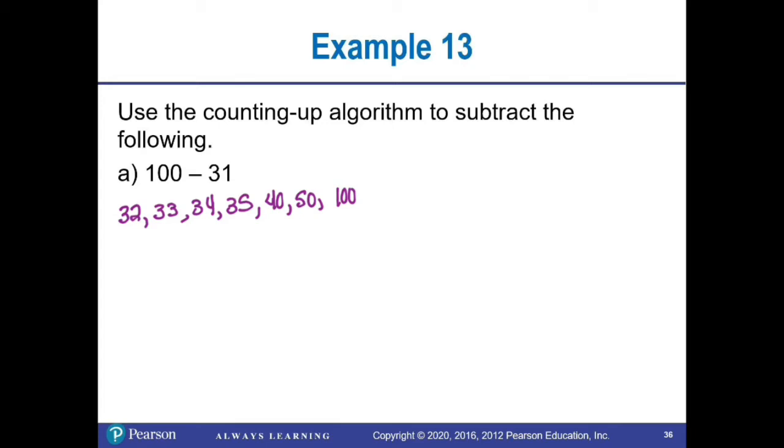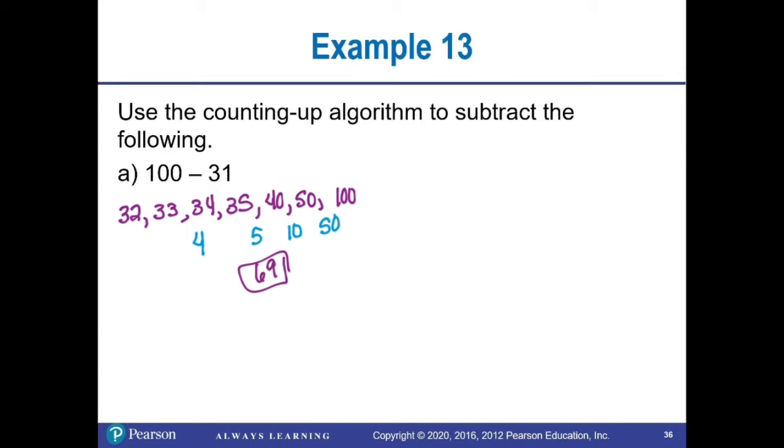So let's look at how far we've counted. Well, 32, 33, 34, and 35, that's 4. From 35 to 40, that's 5. From 40 to 50 is 10. And from 50 to 100 is 50. So 50 plus 10 plus 5 plus 4, that's 69.